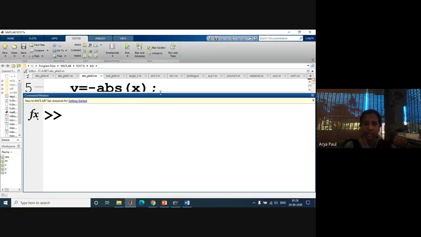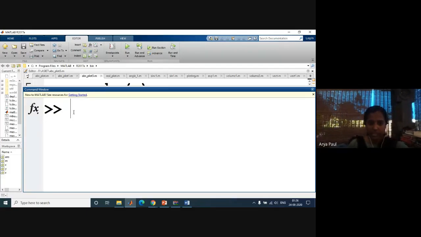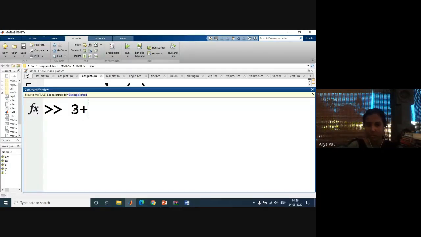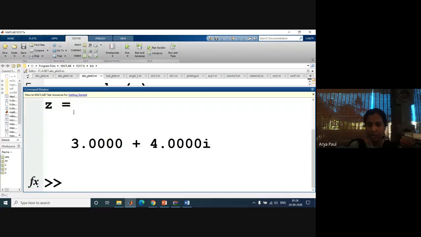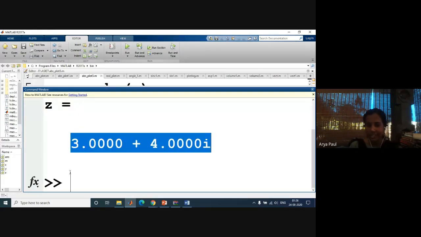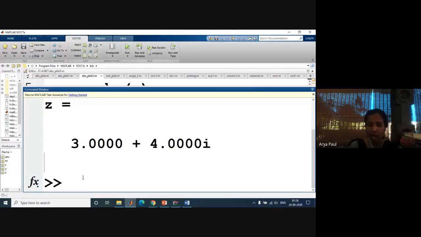Now another thing I want to make clear is that there are two representation forms for this complex number. One is rectangular form. Just type 3 plus 4i. 3 plus 4i is the rectangular form representation. Another is polar form for representing a complex number. You type exp of 3 into j, or rather, in MATLAB you type it as i, not as j.